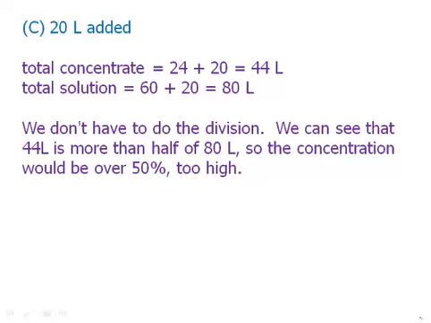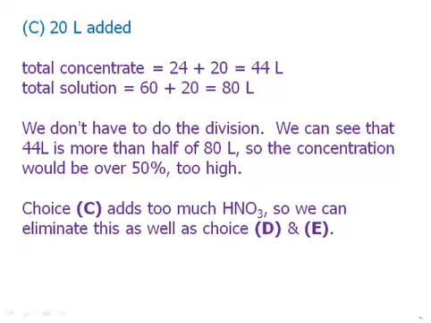So this is too high. We've added too much acid. So right away, we can eliminate C, D, and E. All of those add too much acid. So now we have to pick either A or B. It doesn't matter. I'll just pick A.